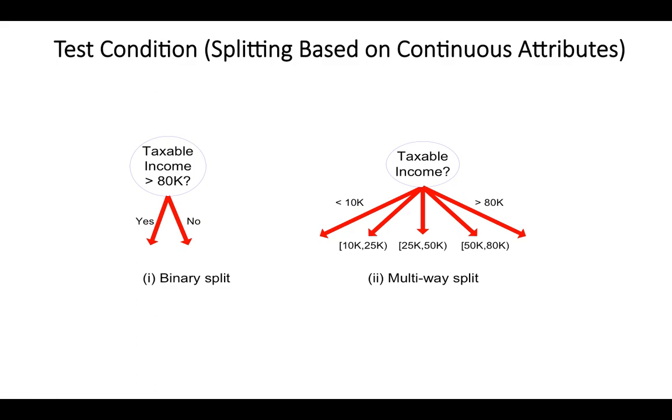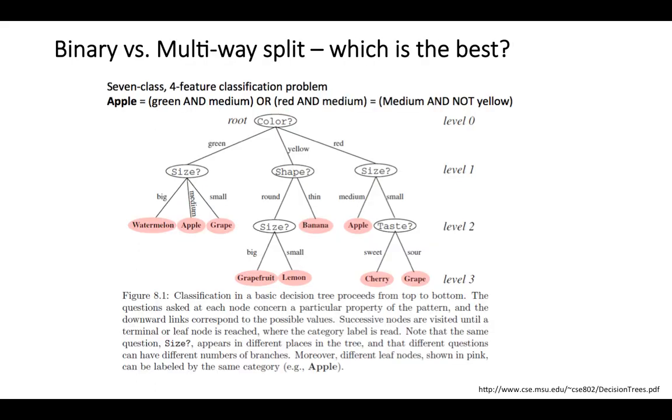So for instance, when it comes to numbers, you can do the same thing. Is the taxable income greater than 80? So if yes or no, you can do a binary split. Otherwise, you can do a multi-way split, saying is the taxable income less than 10k, or does it fall between 10k and 25k, etc. This is a multi-way split. So what's the best way to split, right?